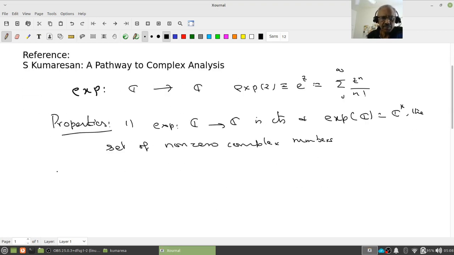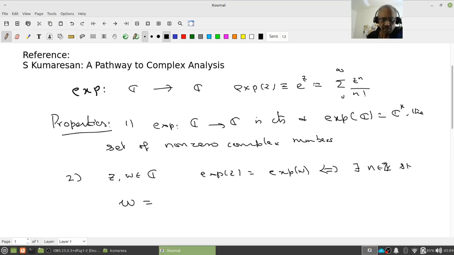The second property is the so-called periodicity. Suppose for z and w in C, we have exponential of z equal to exponential of w if and only if there exists an integer n such that w is z plus n times 2 pi i. Therefore, it's periodic. This is the period.